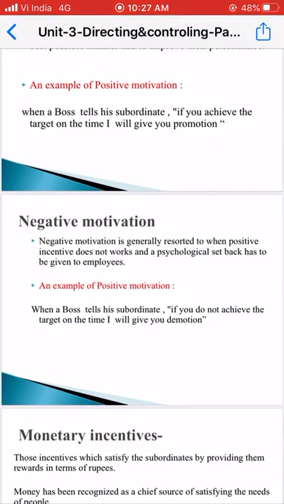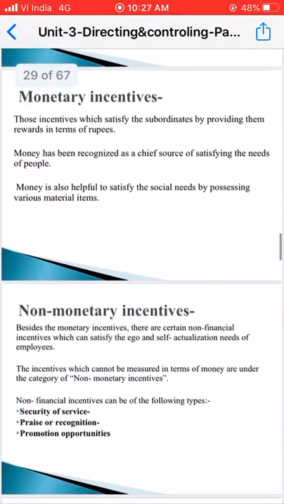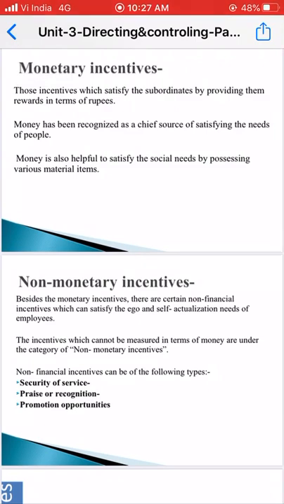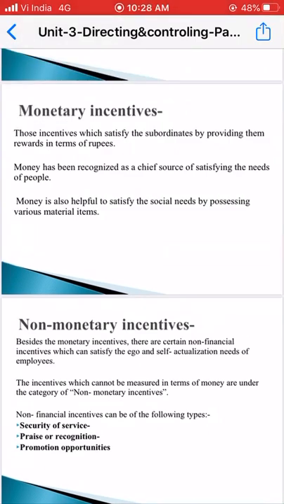Now next one is what? Your monetary incentives and non-monetary incentives. These are also the types of motivation. Now monetary incentives is what? So bonus. This is like a bonus. Okay, so if the employees are completing their targets on given time, then they will get a bonus or monetary incentives. Okay, so those incentives which satisfy the subordinates by providing them rewards in the terms of rupees. Okay, it means what? Boss will say to all his employees that if you complete your target in a given time, then I will give a reward in terms of rupees.